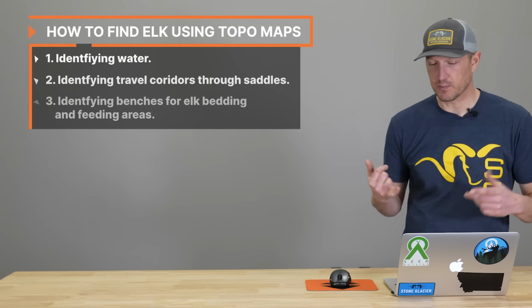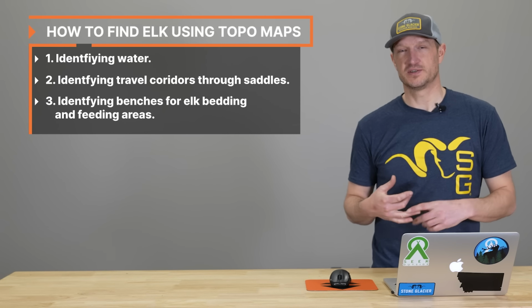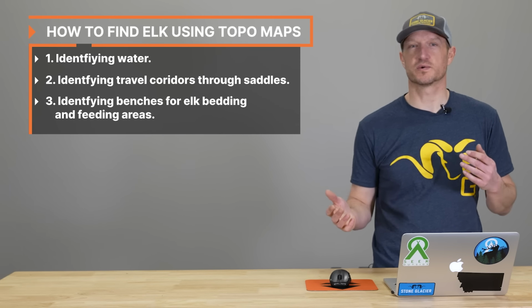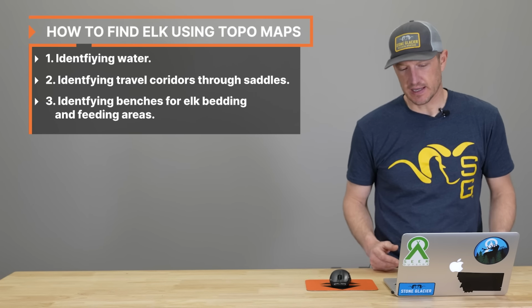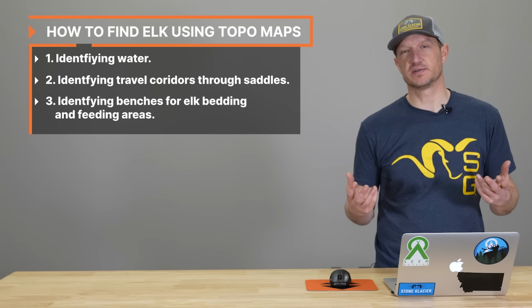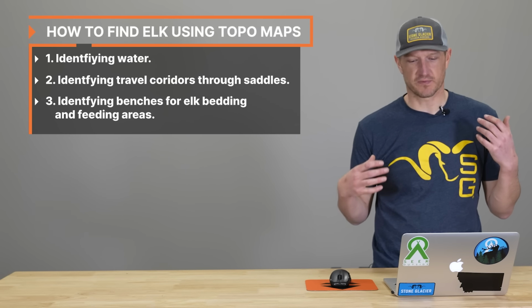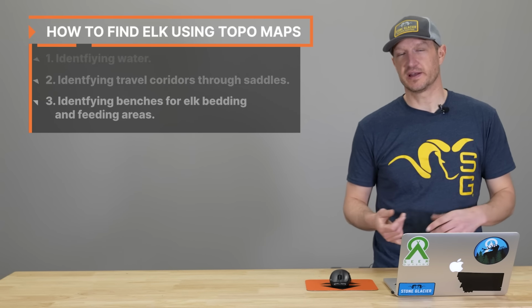So those are three reasons I use topo maps. One, identify water very easily using a topo. Two, super easy to see travel corridors by identifying the saddles, those pinch points between two drainages. And then three, it's really nice to find benches and flat spots, both for elk bedding areas, feeding areas, and also for camping.